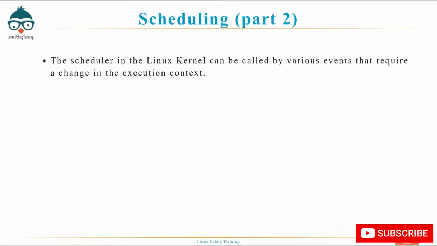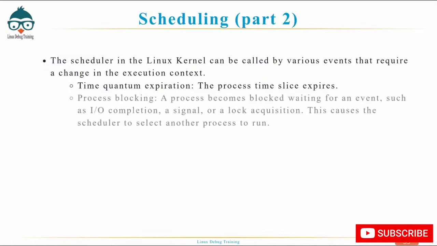The scheduler in the Linux kernel can be called by various events that require a change in the execution context. The time quantum represents the amount of time a process is allowed to execute on the CPU before the scheduler may preempt it and give the CPU time to another process. When the process time slice expires, the scheduler will be invoked. A process may become blocked waiting for an event, such as I/O completion, a signal, or a lock acquisition. This causes the scheduler to select another process to run.